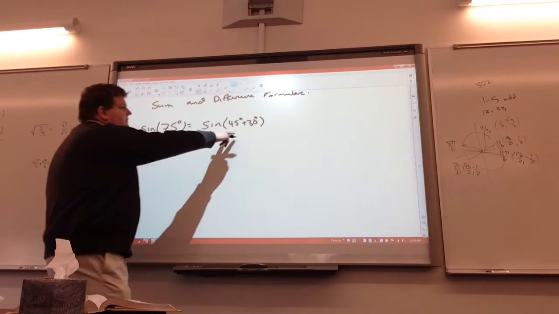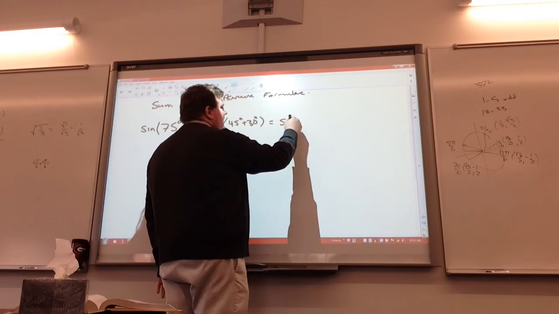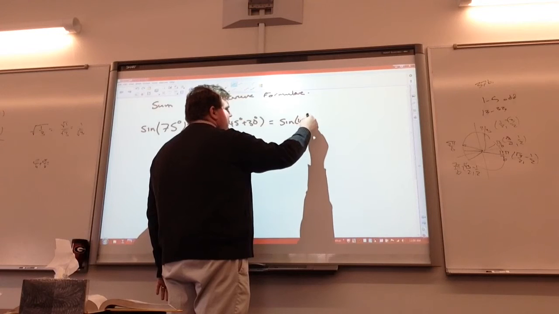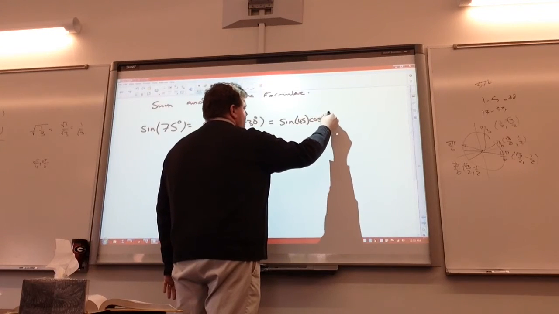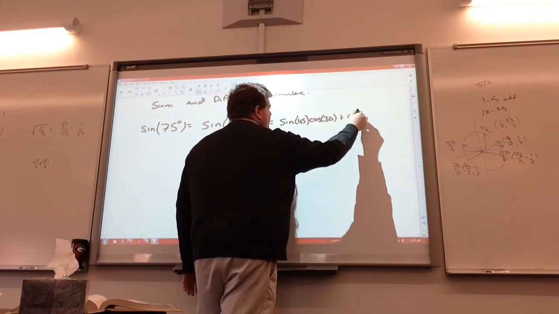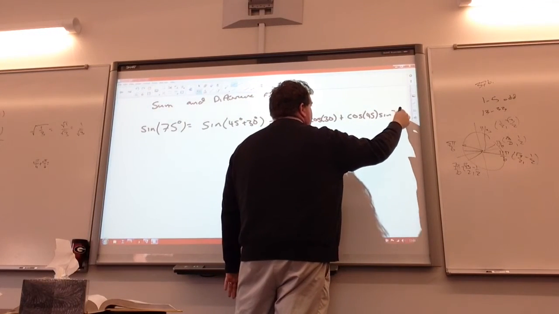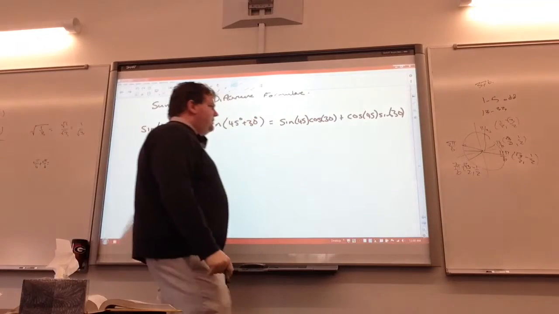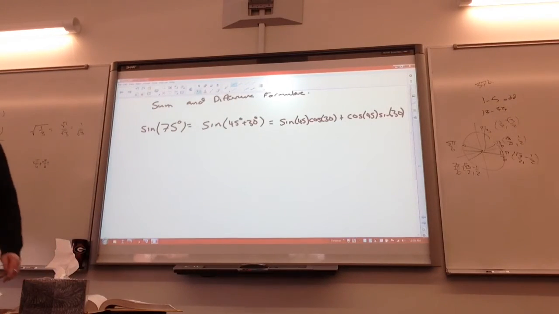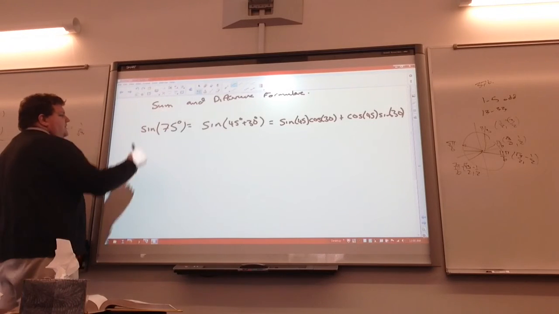This, by the way, can be rewritten now as the sine of 45 times the cosine of 30 plus the cosine of 45 times the sine of 30. That's what the angle formula tells me. Each of those I can figure out an answer to, because each of those are on the unit circle. I'll just get their answers, multiply them together, and be done. It comes from what the sum and difference formula is.